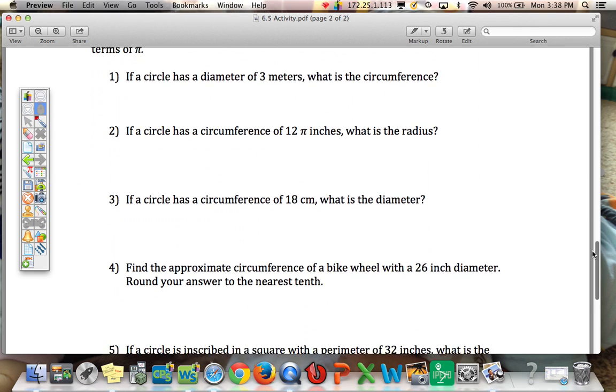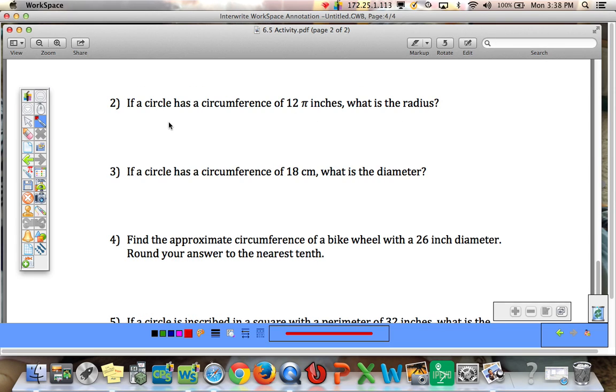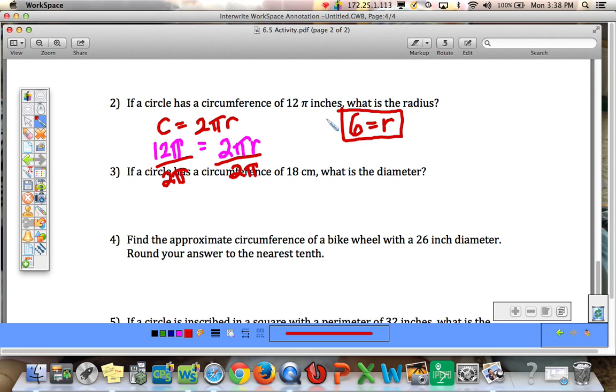Let's try another one. If a circle has a circumference of 12 pi inches, what is the radius? So we have a radius. We're going to use the radius equation, 2 pi r. We're going to plug in what we know. We know that the circumference is 12 pi, so I'm going to plug that in for C, and that equals 2 pi r. Our goal here is to get r by itself. So to get rid of the 2 pi, we're going to divide each side by 2 pi. 12 divided by 2 is 6, and pi divided by pi is 1. So our answer is 6 equals the radius. So again, pick your equation, plug in what you know, and solve for what you don't know.